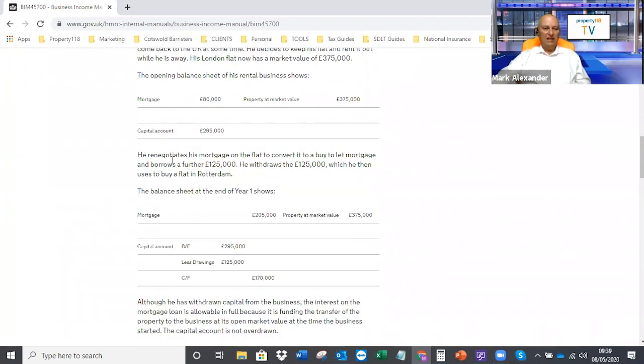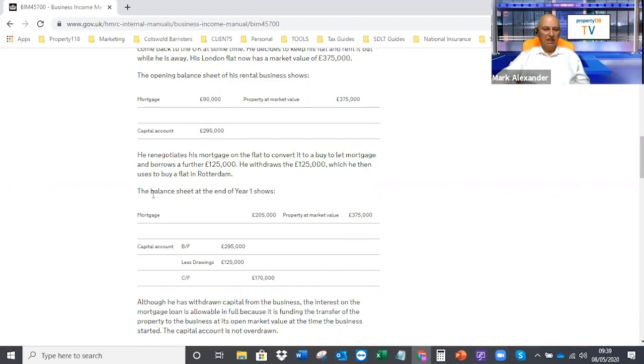So he then renegotiates his mortgage on the flat to convert it to a buy-to-let mortgage and borrows a further £125,000. So bear in mind, he's now borrowing a total of £205,000, even though he only paid £125,000 for that property. He withdraws the £125,000, which he then uses to buy his flat in Rotterdam.